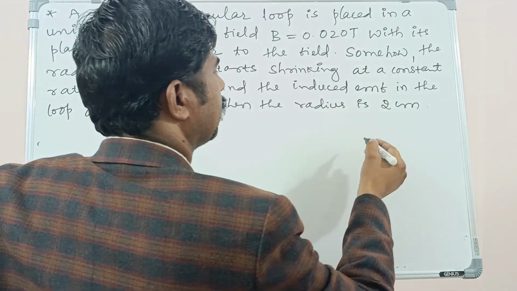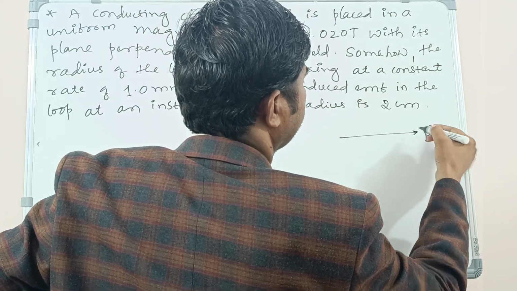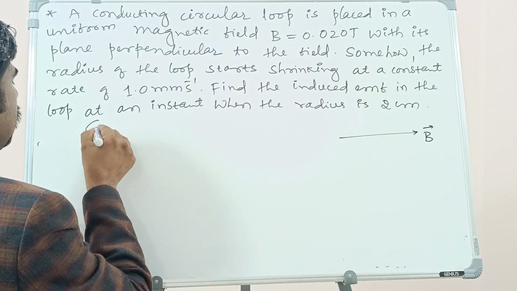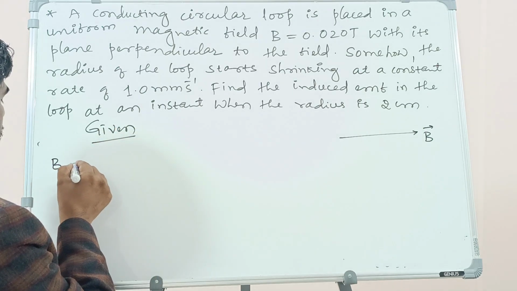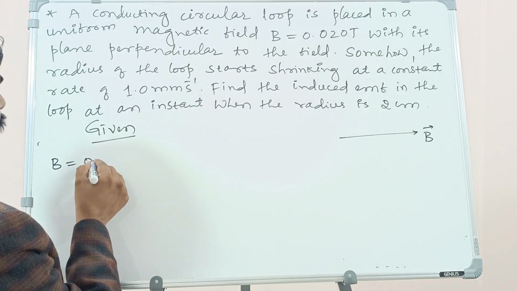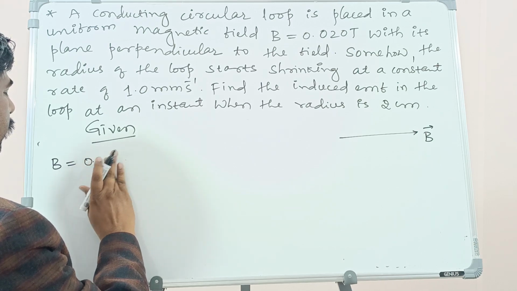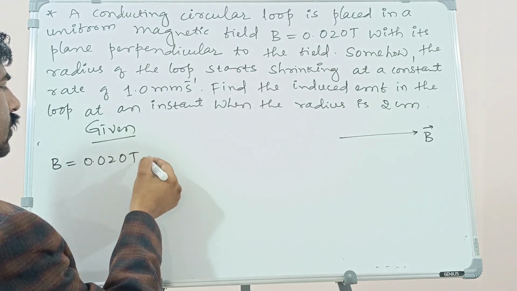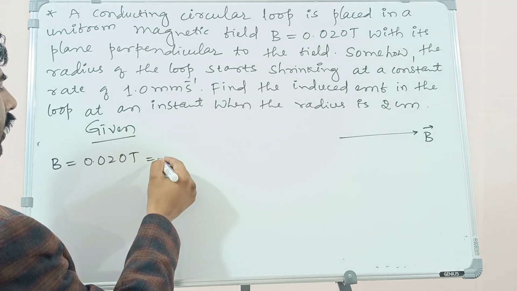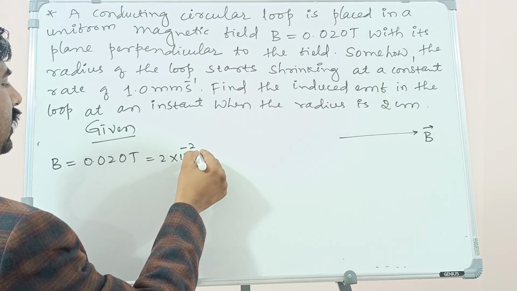So first we have a magnetic field. B is the magnetic field and its value is given here. Let us write first what is given. The magnitude of the magnetic field is given as 0.20 Tesla. We can write this in terms of power as 2 into 10 power minus 2 Tesla.